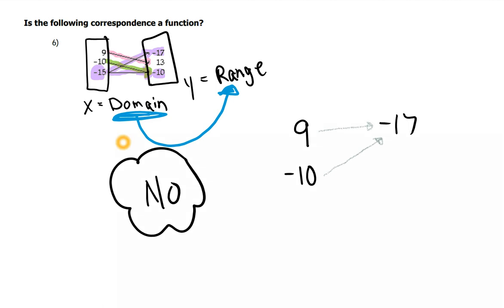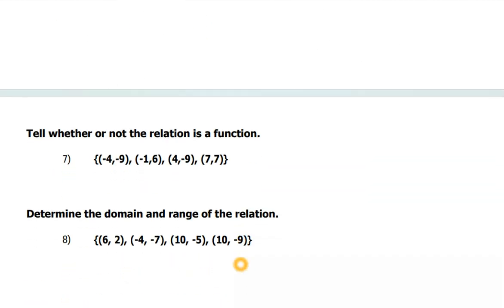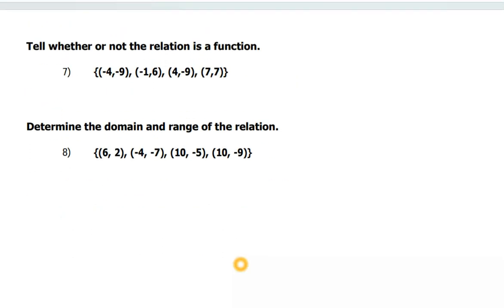All right, I'm going to go ahead and do another question. I will do number 7. This one also asks, tell whether or not the relation is a function. Basically, it's the same thing, because if you were to draw it out, you'd have x is negative 4, negative 1, 4, and 7. And then they've got negative 9, 6, another negative 9, and then a 7. So the arrows would be negative 4 goes to negative 9, negative 1 goes to 6, 4 goes to negative 9, 7 goes to 7.